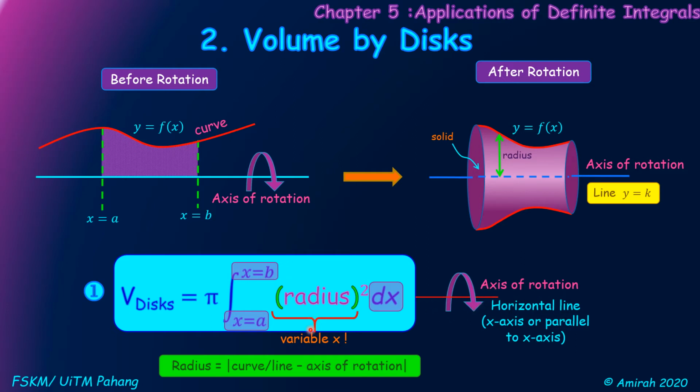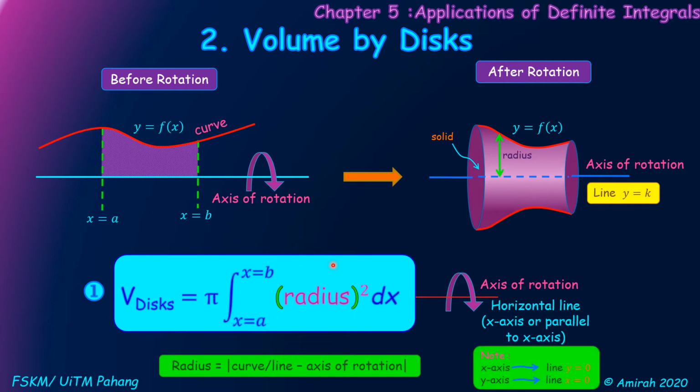To get the function in terms of variable x, we need to write y as the subject. And then we need to write the axis of rotation in terms of the equation of a line. The x-axis is called the line y equals 0, not x equals 0. And the y-axis, we can write as the line x equals 0, not y equals 0.